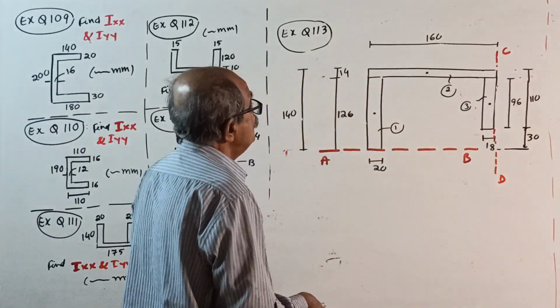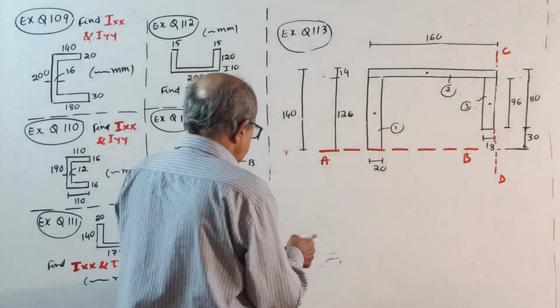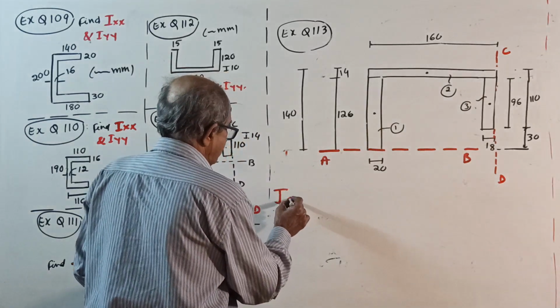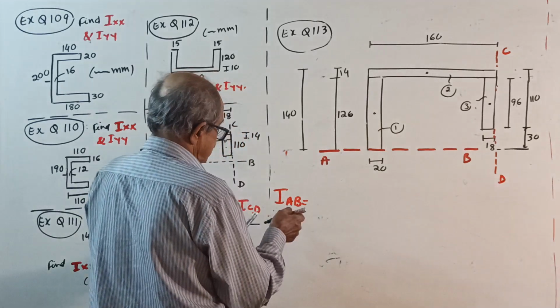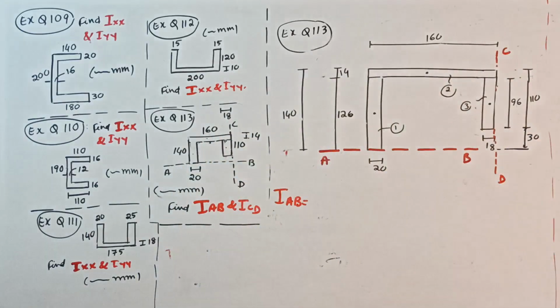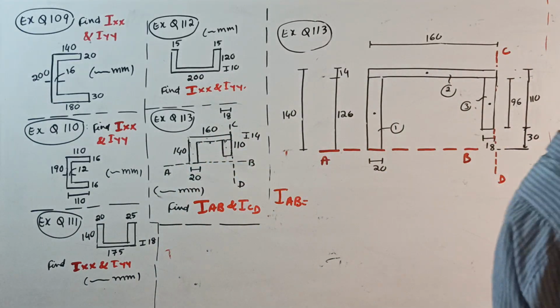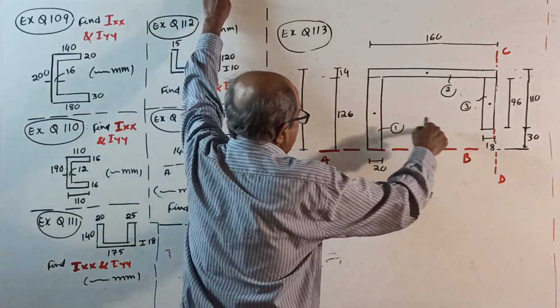Okay. Now they want directly IAB, ICD. So no confusion. You want I about AB. I write in front of you. See? This pen is not required. The green one is not required now. Okay. IAB. I about AB is required.